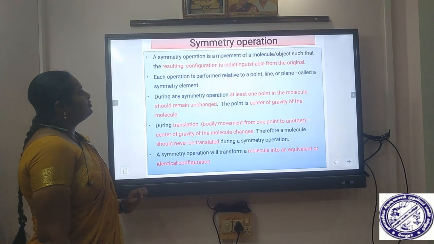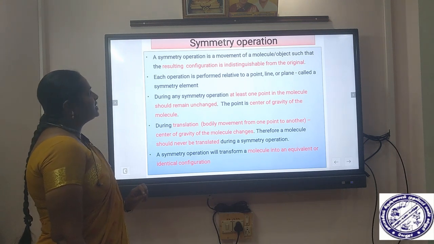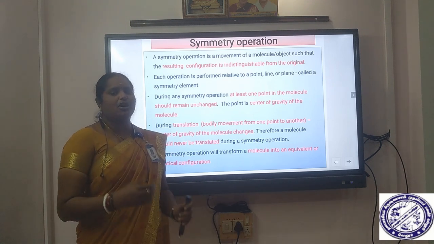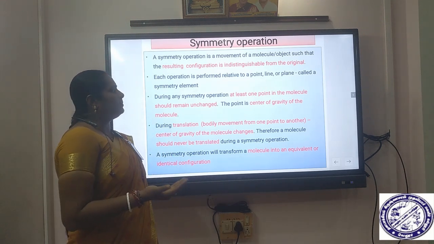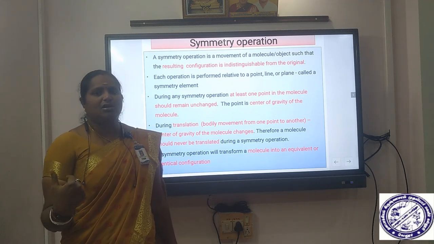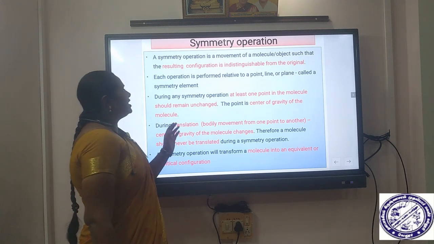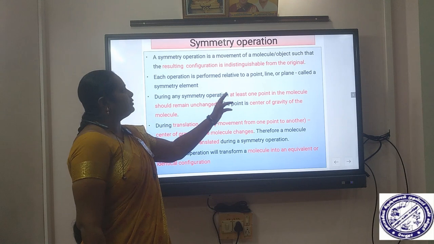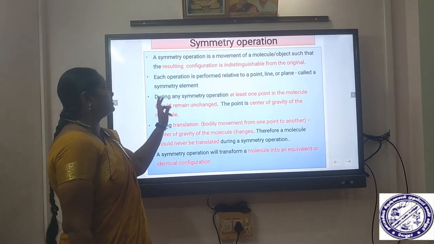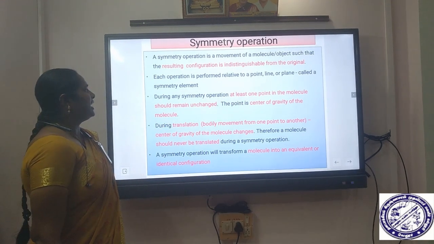Next we are going to see about the symmetry operation. The operation is the movement of a molecule or object such that the resulting configuration is indistinguishable from the original. That is, after performing the operation, the resulting product will be similar to the original one. It is called an indistinguishable configuration. Each operation will be performed with respect to a point, line or plane. The point, line or plane is called a symmetry element.